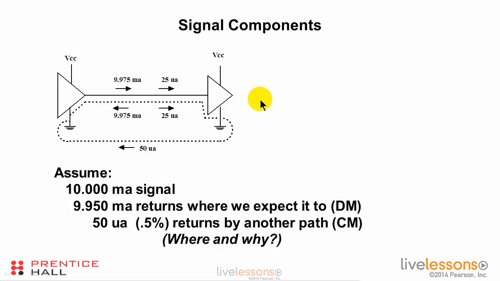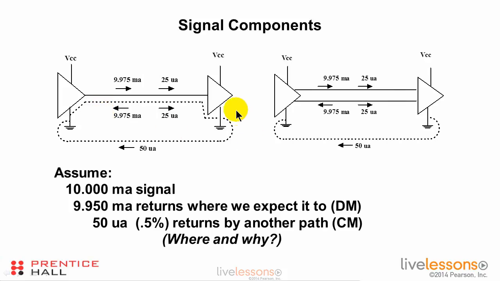Now, we can break any signal situation into its differential mode and common mode components. For example, let's assume we have a 10 milliamp signal. 9.95 milliamps returns where we expect it to, and 50 microamps returns by some other path. That is common mode. So that 50 microamps is going to divide into 25 microamps on the trace and 25 microamps on the plane. That leaves 9.975 milliamps going down this way and coming back again on this side, because the sum of these is 10 milliamps and the sum of this is 9.95 milliamps going back.